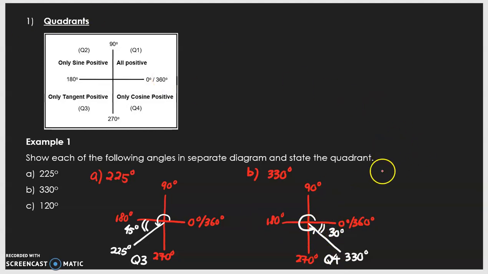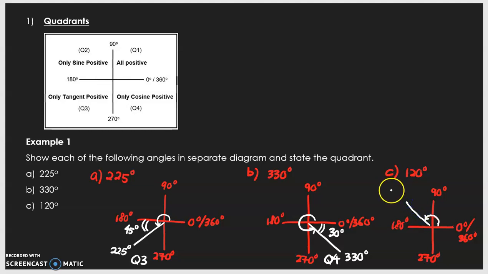Finally, question C, 120 degrees. So the first angle, 0, 90, 180, 270, and finally 360 degrees. So 120 degrees is around here. So here is in quadrant number 2.